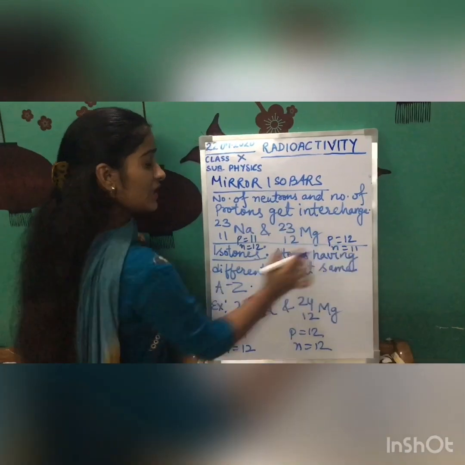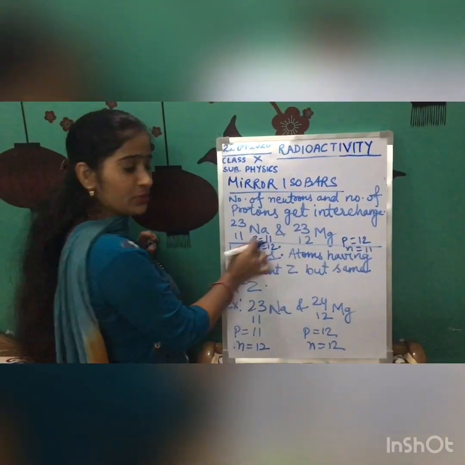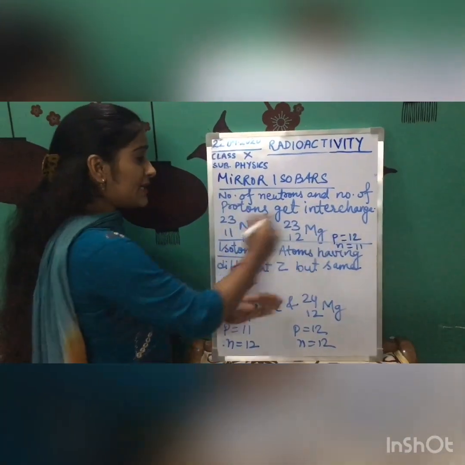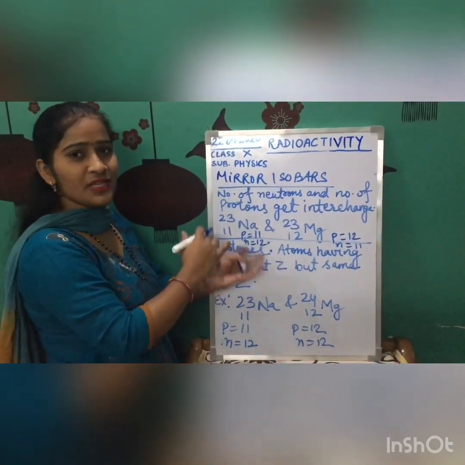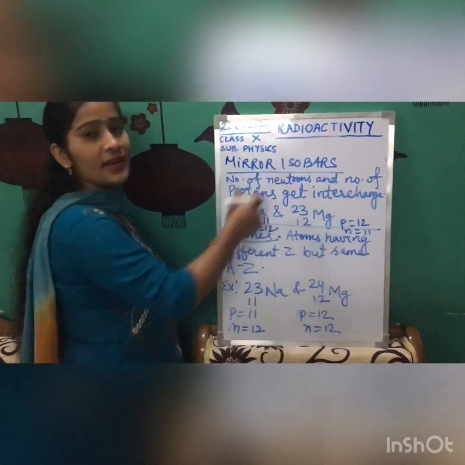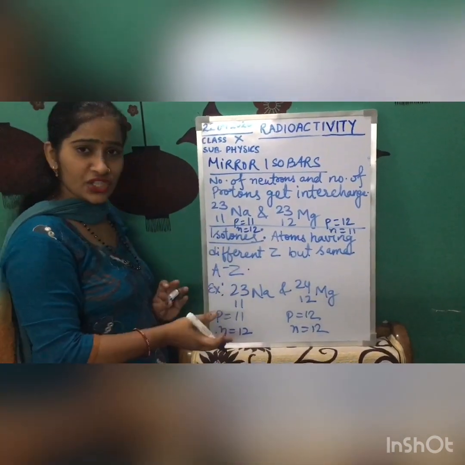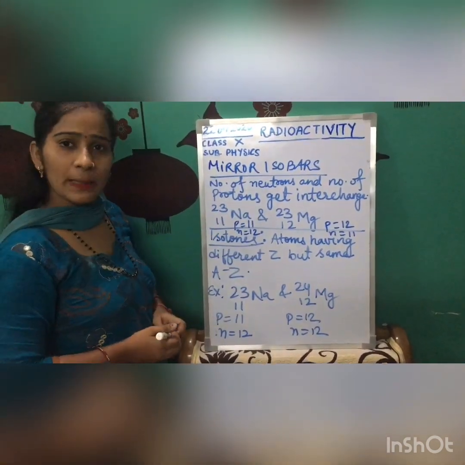See, is there interchanging? Here the protons are 11, there the neutrons are 11. Here the neutrons are 12, there the protons are 12. So there is an interchange between the number of neutrons and protons in both the different elements. So they are called mirror isobars. Whenever the number of neutrons and protons get interchanged, they are called mirror isobars.